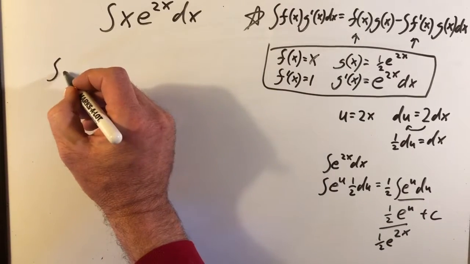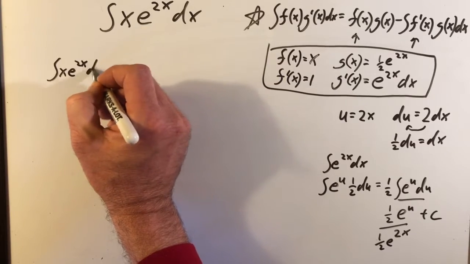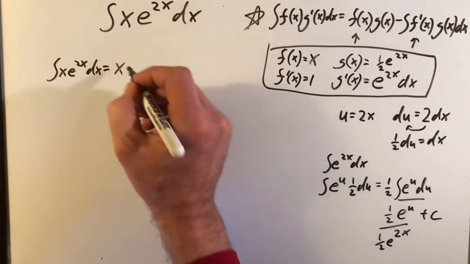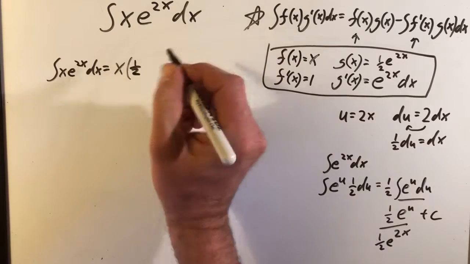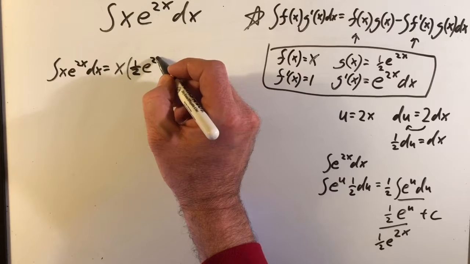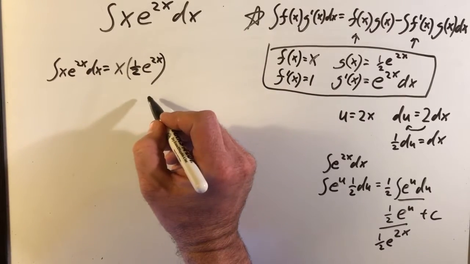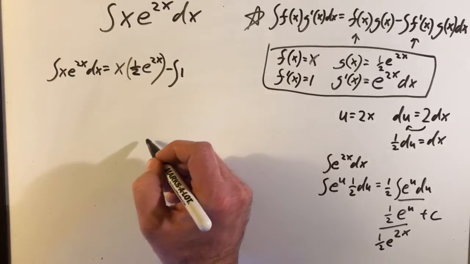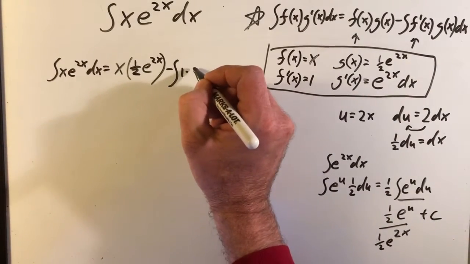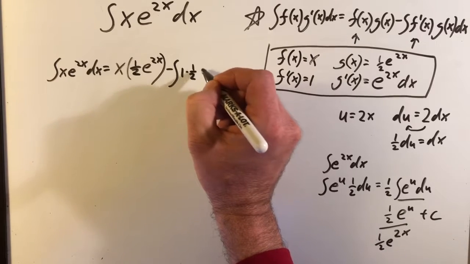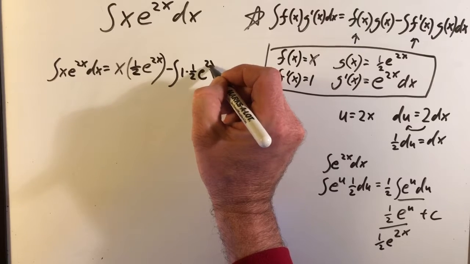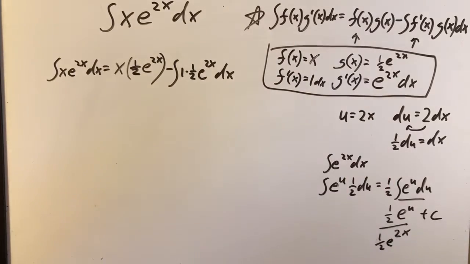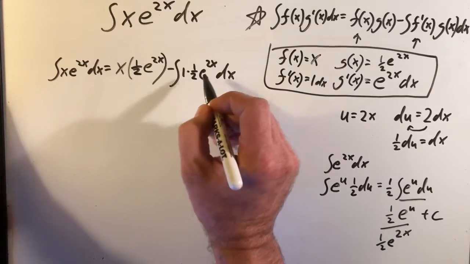So we have the integral of x e to the 2x dx equals, and then we need f of x and g of x. So x times 1/2 e to the 2x, okay, minus the integral. We have f prime, which is just 1, and then we have g of x, which is 1/2 e to the 2x dx. This dx actually comes from right here. Okay, so the 1 will go away and we'll just be left with solving that.